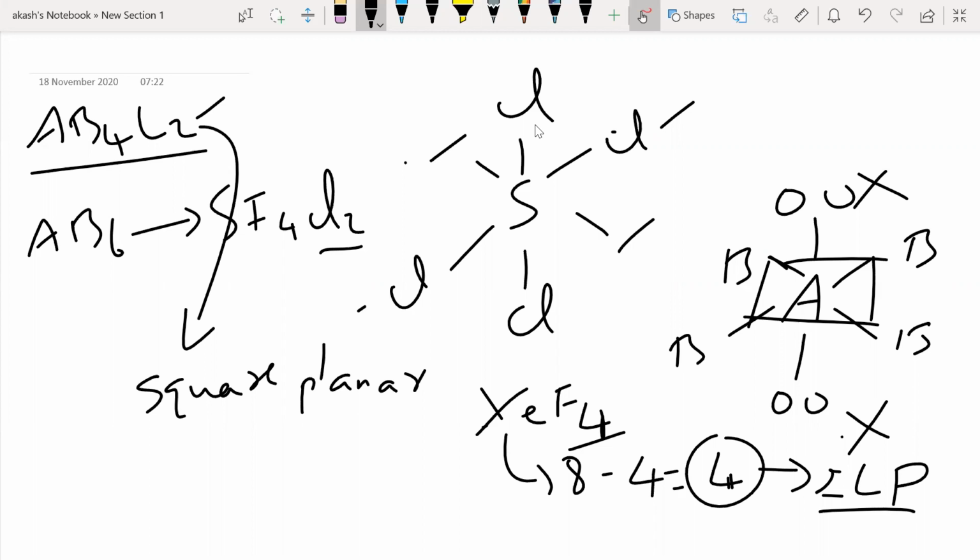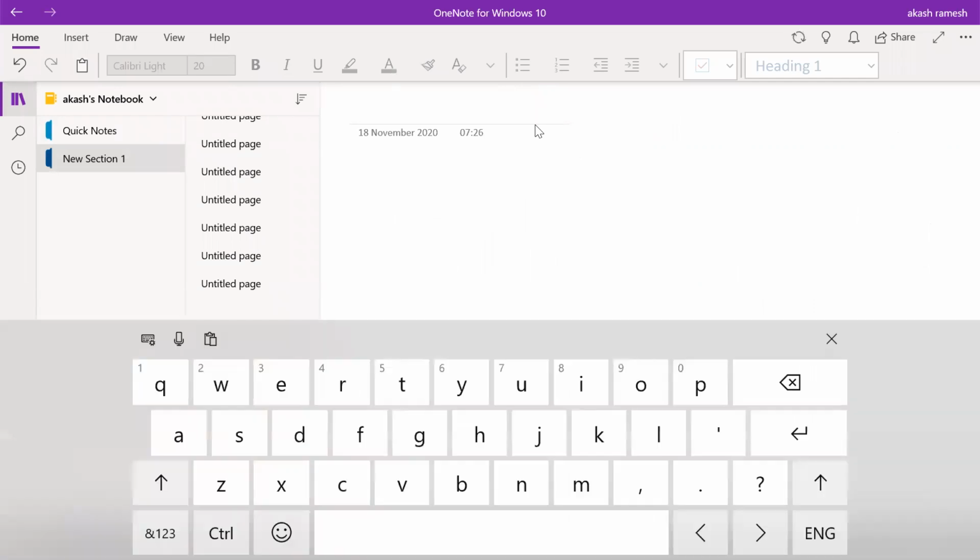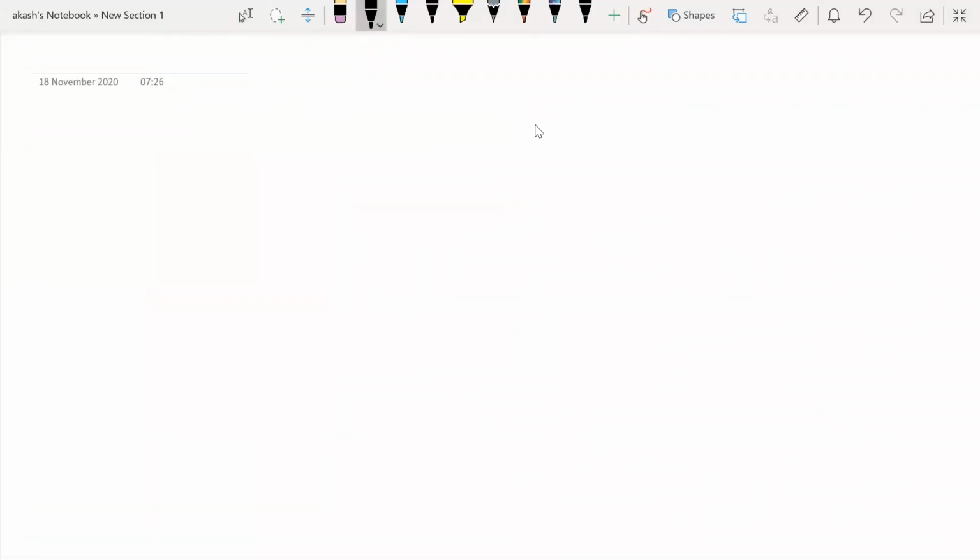All those things are not there. Okay, so don't worry about it. So you have only 3: AB6, AB5L, and AB4L2. Very simple. Cool. Last we have to go for steric number 7, which is very rare, obviously.